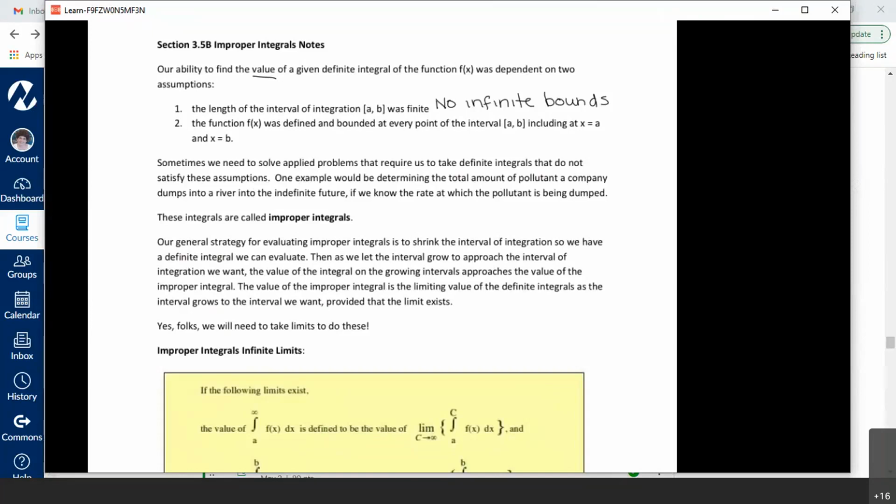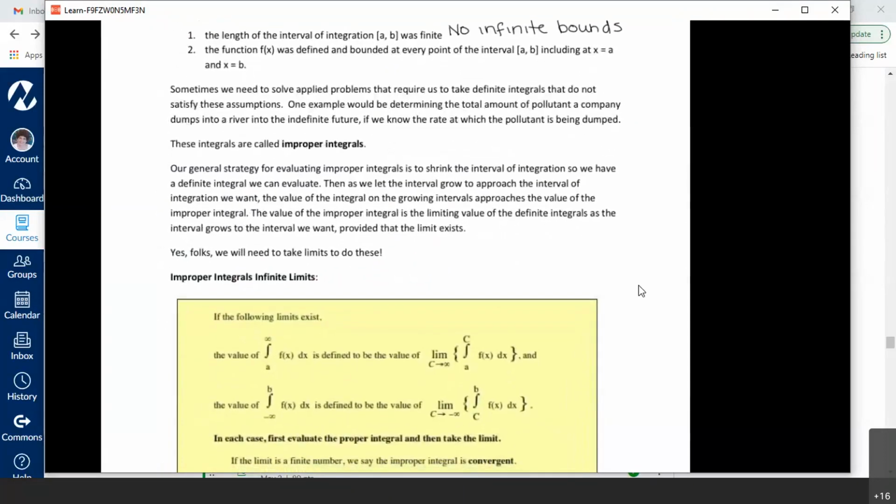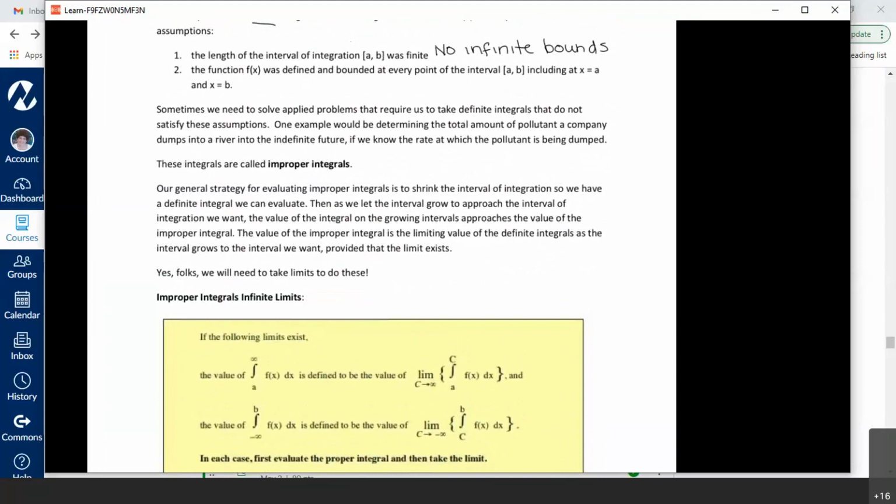Okay, now it turns out if your function is undefined at one of the endpoints, we can try taking a limit there. Okay, so that's a slightly different situation. So we're going to be looking at two cases of improper integrals where one or both of the bounds are infinite, or where the function you're integrating isn't defined at one or the other of the bounds. Okay, so sometimes, again, applied problems require us to handle these assumptions not being true.